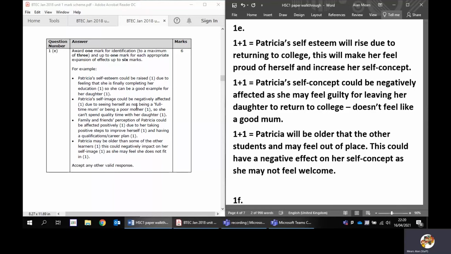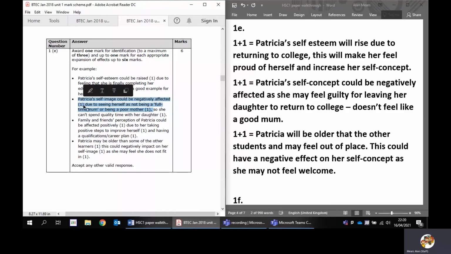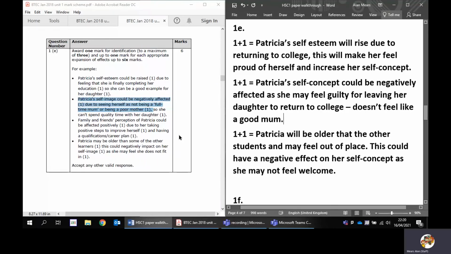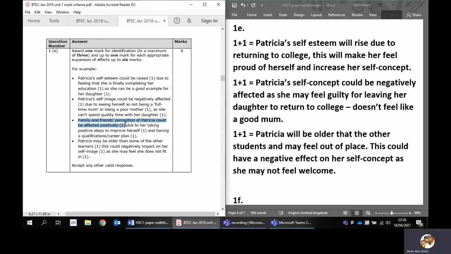So Patricia's self-image could be negatively affected due to seeing herself as not being a good mum, full-time mum. So she can't spend quality time with her daughter. So we've done the half bit. Self-esteem affected negatively, because she may feel guilty for not being a good mum. Then we've got family and friends' perception of Patricia could be affected positively due to her taking positive steps to improve herself and having a qualifications career plan. So again, you could do the 1 + 1 or 1 + 1 + 1.